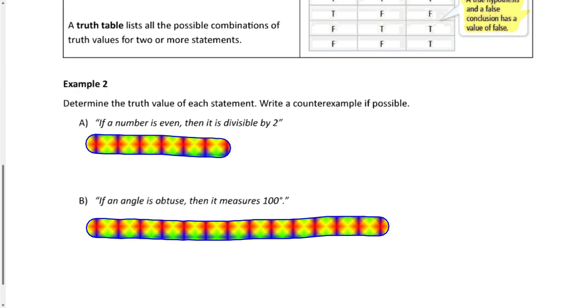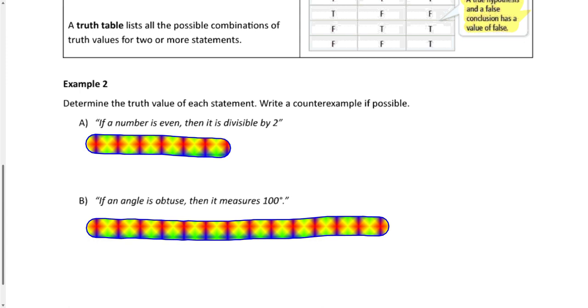So determine the truth value of each statement. Write a counterexample if possible. A counterexample is just us providing an example of how this would be proven to not be true. But we have to first determine, is this true or not?